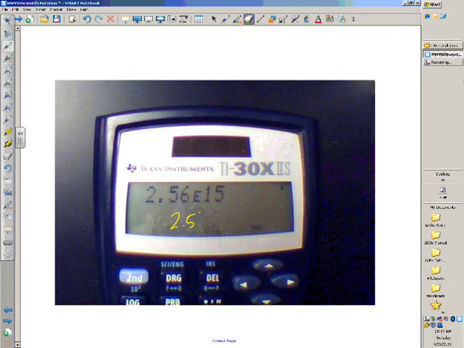And this is how the TI-30X represents 2.56. And then remember, the E represents the times 10, and then we have the 15th power. So another thing to remember is if your calculator gives you answers in this format, that means it's not 2.56 times 15, it's 2.56 times 10 to the 15th power.